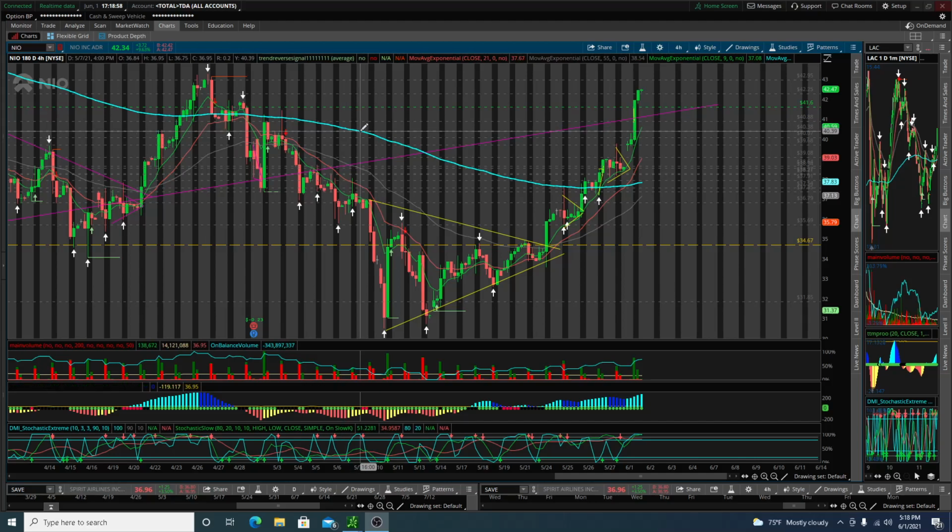Just wanted to go over how I find my swings. So here we go. Let's look at Neo. Okay, I called out Neo a couple weeks ago. So the first thing that I have, I put on my TTM squeeze.